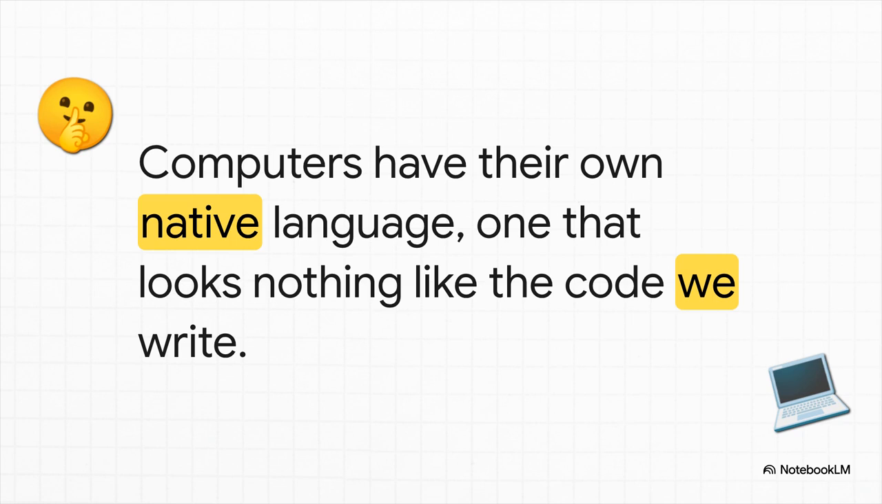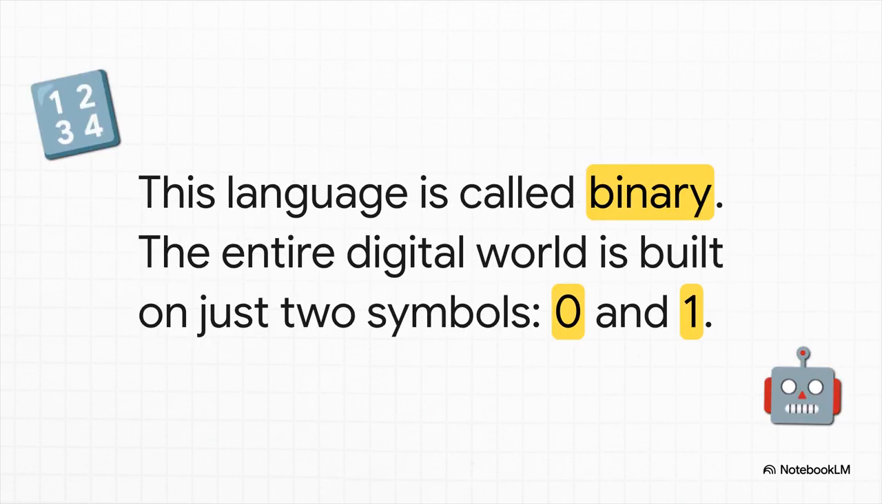It's a secret language that looks absolutely nothing like the code we're used to seeing, and it's the foundation for everything a computer does. This language is called binary, and it is incredibly, almost ridiculously simple. It only has two symbols, 0 and 1. That's it. The entire digital universe, everything, is built on just those two characters.